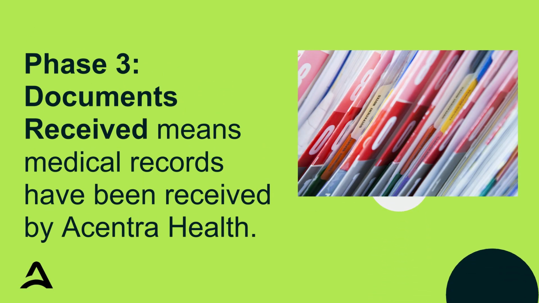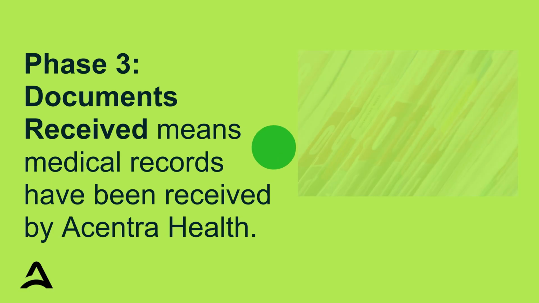Phase 3 means that Acentra Health received medical records from the facility or healthcare provider. If the medical record is missing information, Acentra Health will contact the facility or healthcare provider to ask for what is needed. If that information is either not sent or not sent in a timely manner, Acentra Health will close the case and a new notice will have to be issued.